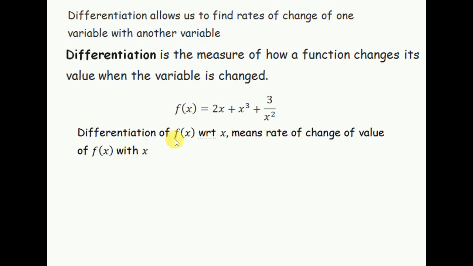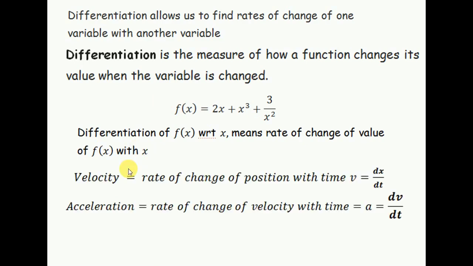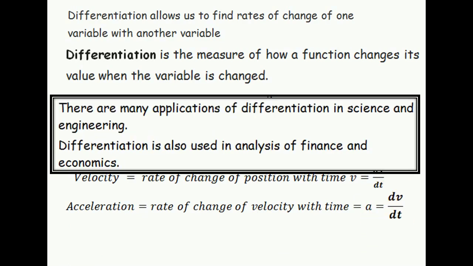So when I say differentiation of f(x) with respect to x, that means I'm saying how the value of f(x) is changing when I'm changing the value of x. The real life example is velocity is the rate of change of position with time. That means it is the differentiation of position with time. Similarly, acceleration is the rate of change of velocity with time. So acceleration is the differentiation of velocity with time. As for applications, we use differentiation in science and engineering. Even in finance and economics they use differentiation.